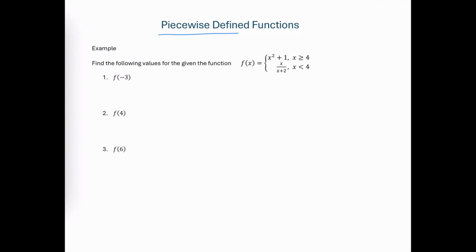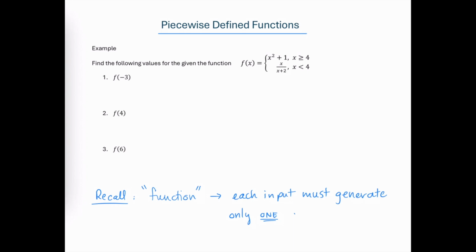This is an introduction to a piecewise defined function. Let's recall that in order to be a function, each input must generate only one output. So when we're asked to evaluate f at -3, there can only be one answer.